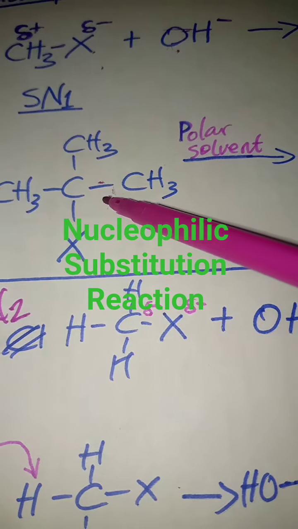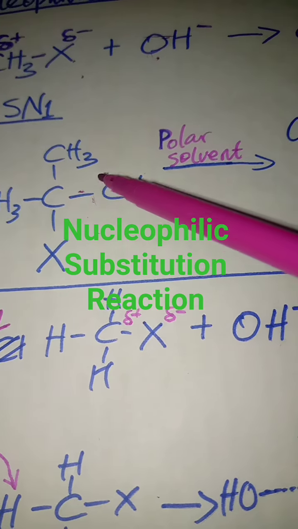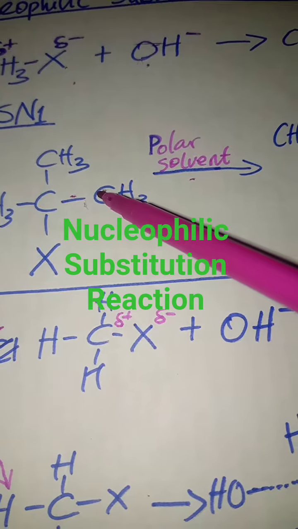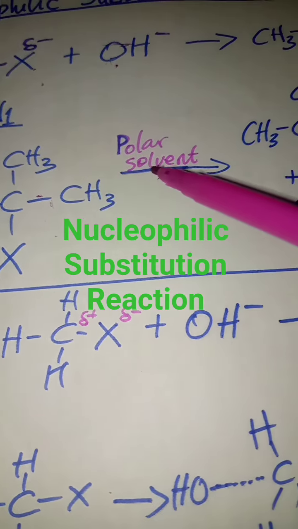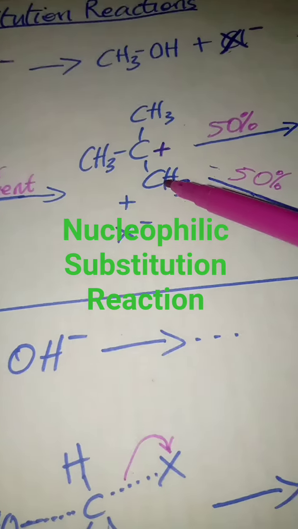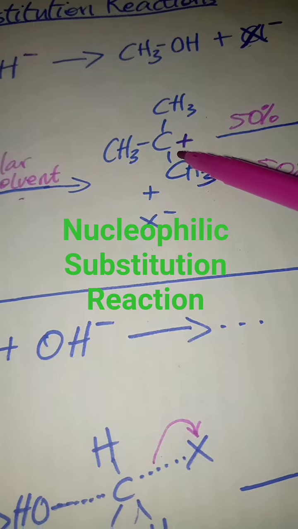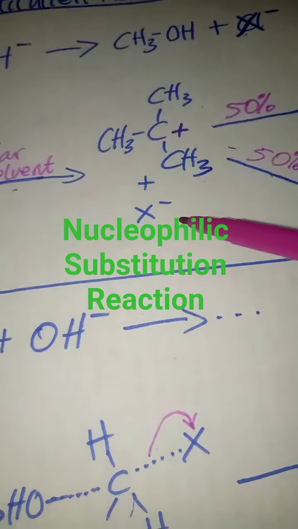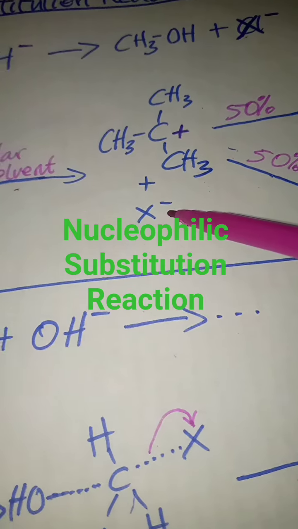So this is the mechanism of SN1 substitution reaction. The alkyl halide is dissolved in a polar solvent. When a polar solvent is introduced, there is a formation of carbocation. So we see that there are two steps here. A carbocation is formed. So this is a carbocation, and we have a halide ion.